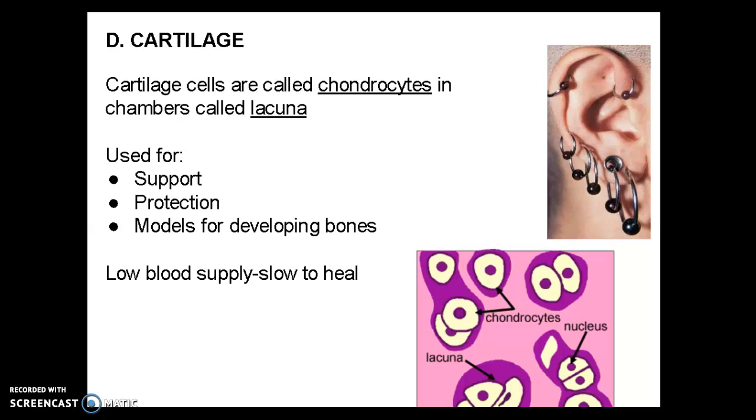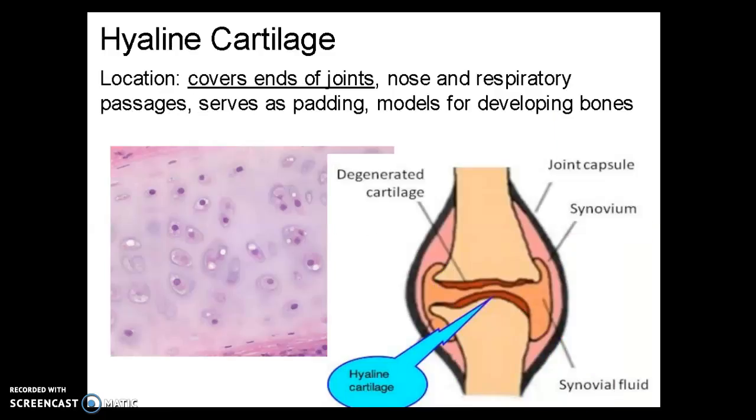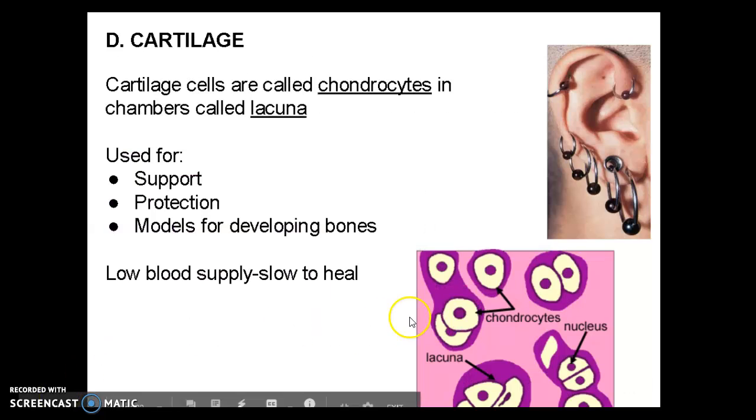What is cartilage? Cartilage is another type of connective tissue that is used for support, protection, and models for developing bones. Cartilage connective tissue contains cells called chondrocytes. The chondrocytes are housed in these chambers called lacuna. They're sort of these pits that form in a semi-solid ground substance in the connective tissue.